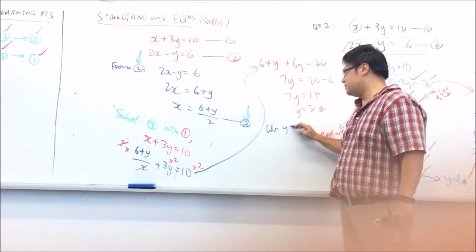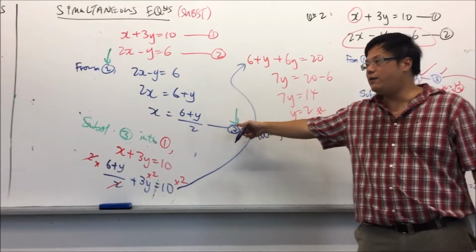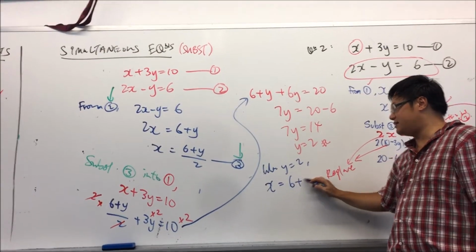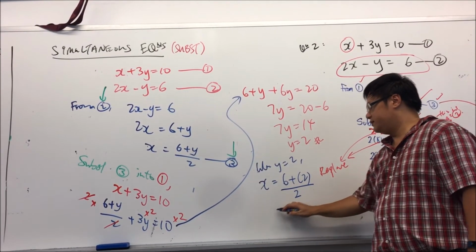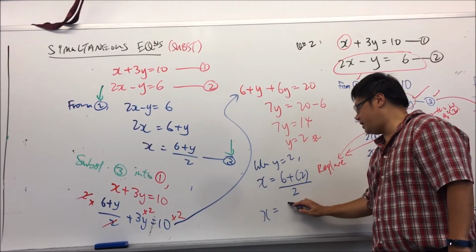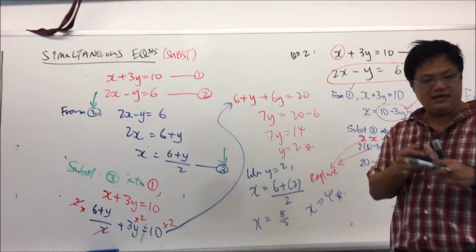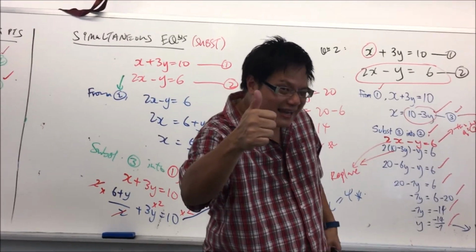Where y equals 2, substitute into which equation? Equation 3. Always use 3. Why 3? Because 3 is already in this form. x equals 6 plus, instead of y, I write 2, over 2. So x equals 8 over 2. x equals 4. Finish. Exactly the same method. Understand? Everybody clear? Yes.